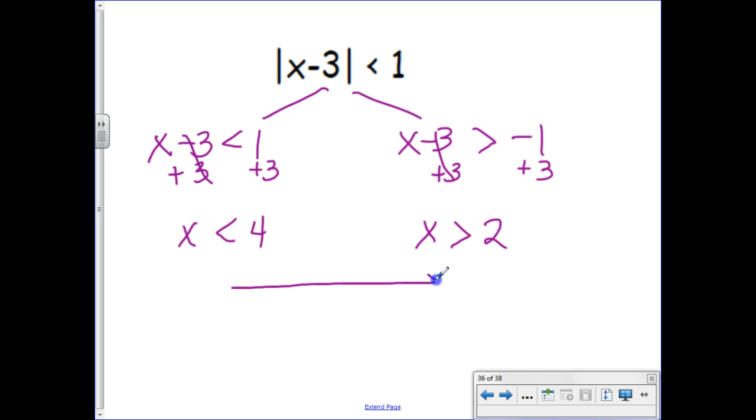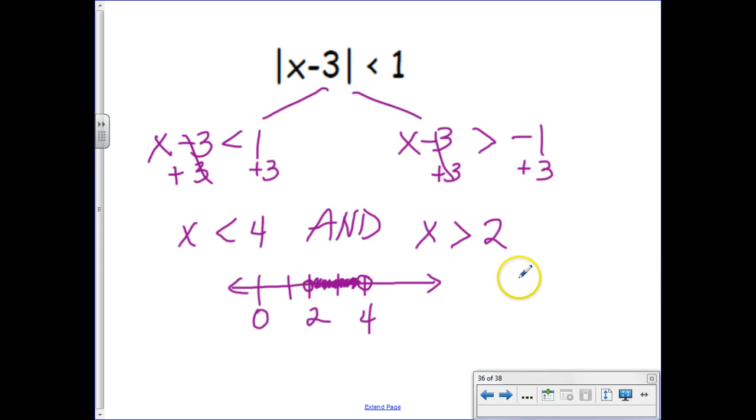When I look at graphing this, here's 0, 1, 2, 3, 4. This first inequality says x is less than 4. I put an open circle at 4, and I start shading to the left. However, at the same time, this inequality says x is greater than 2. I put an open circle at 2, and I start shading to the right. This is a compound inequality with an overlapped region. This is an "and" situation. And if you look up above, when we had a less than symbol, this is what we got.